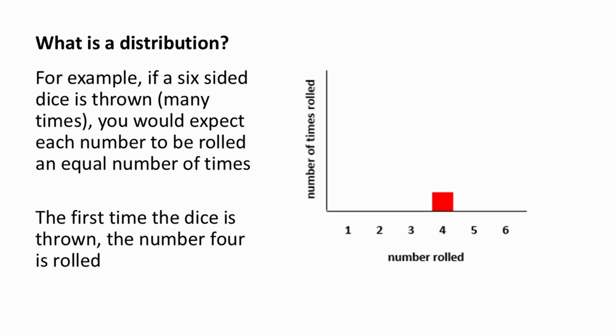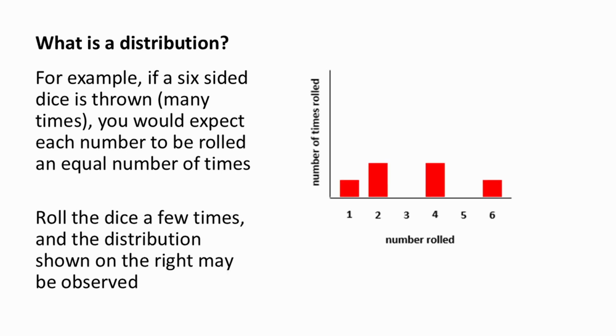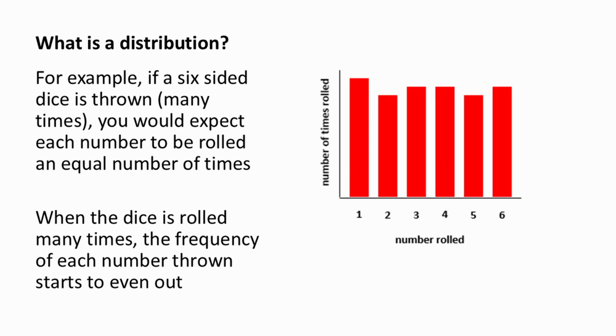The first time the dice is thrown, the number 4 is rolled. If you roll the dice a few more times, the distribution shown on the right may be observed. Assuming that the dice is fair, when it is rolled many times, the frequency of each number thrown starts to even out. There are other distributions, such as the normal distribution and Poisson distribution. You may come across these in maths or statistics courses.